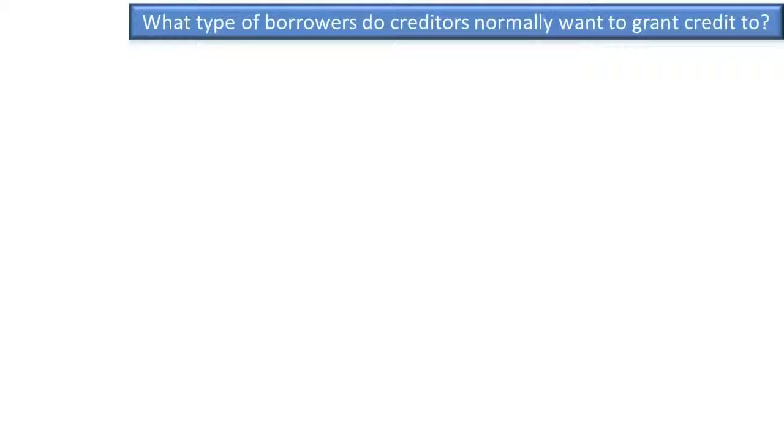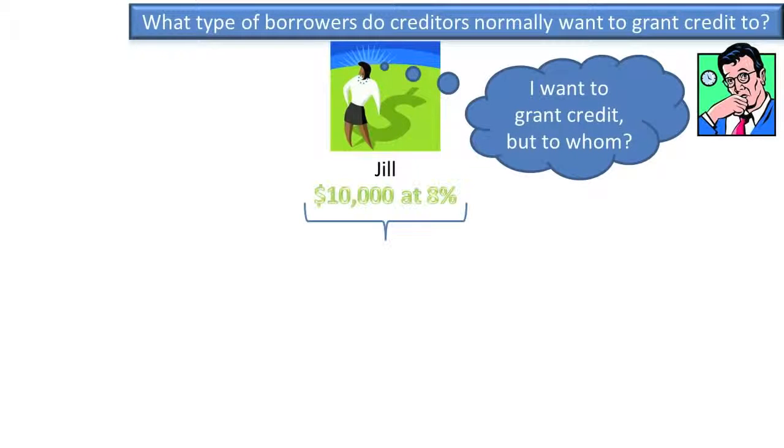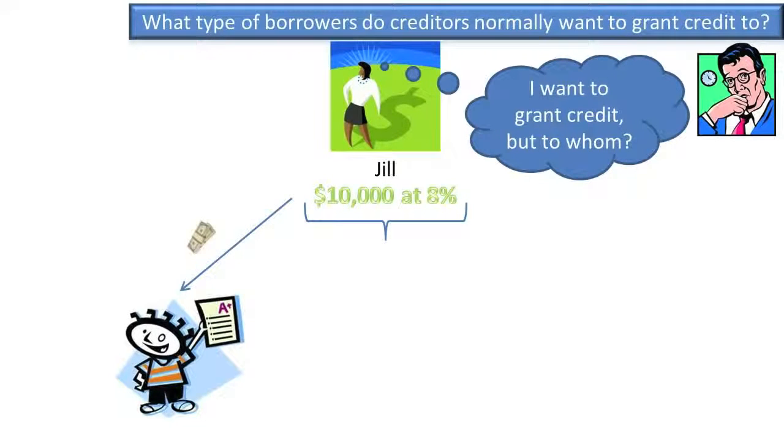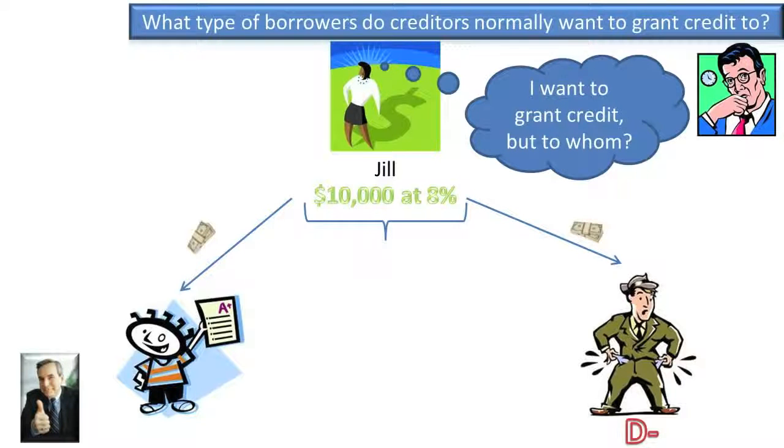What type of borrowers do creditors normally want to grant credit to? From a creditor's perspective, creditors want to lend to entities that will pay them back with interest. With that in mind, let's look at an example. Let's assume that you're Jill and you're ready to lend $10,000 to someone at an 8% interest rate. Your options in this example are to lend to an A+ quality borrower who will very likely repay the loan in full plus interest as promised, or a D- borrower who very likely may not repay the loan in full plus interest, contrary to what was promised.